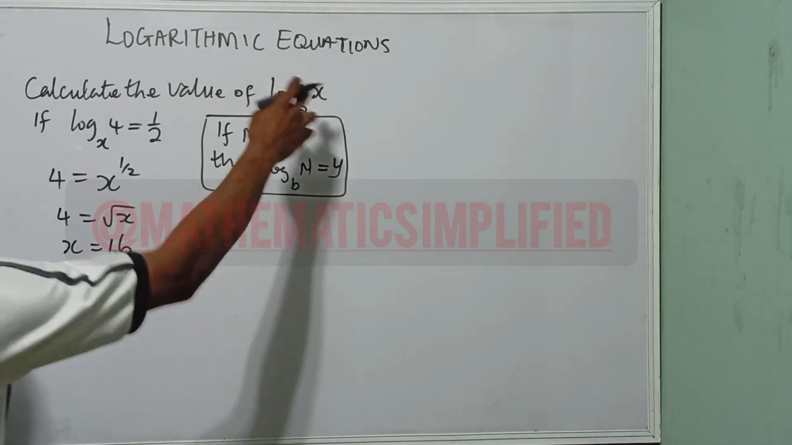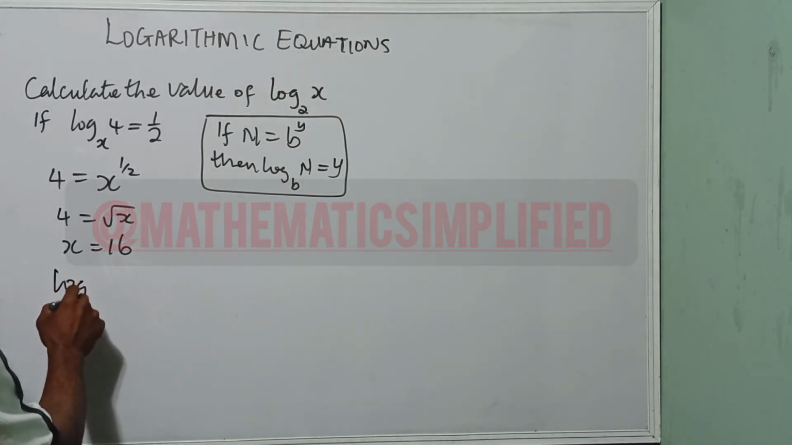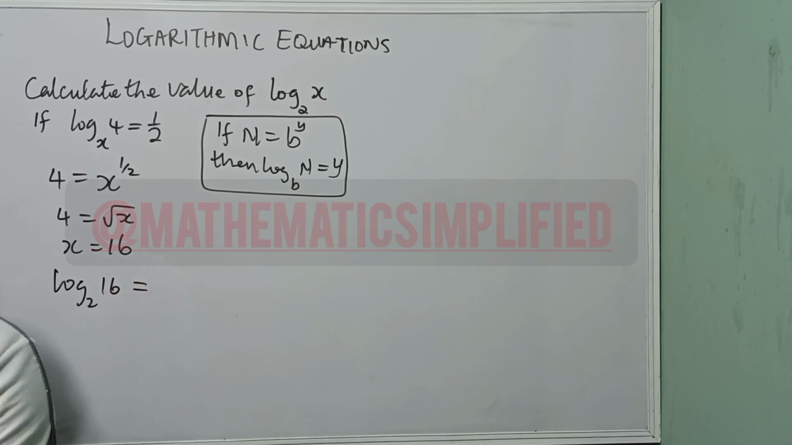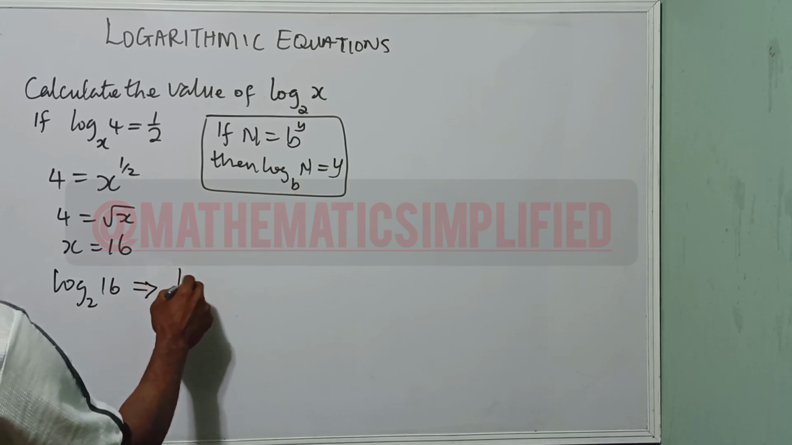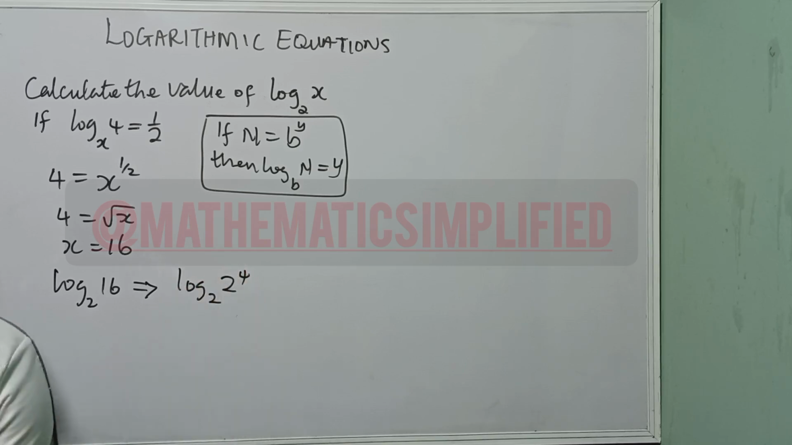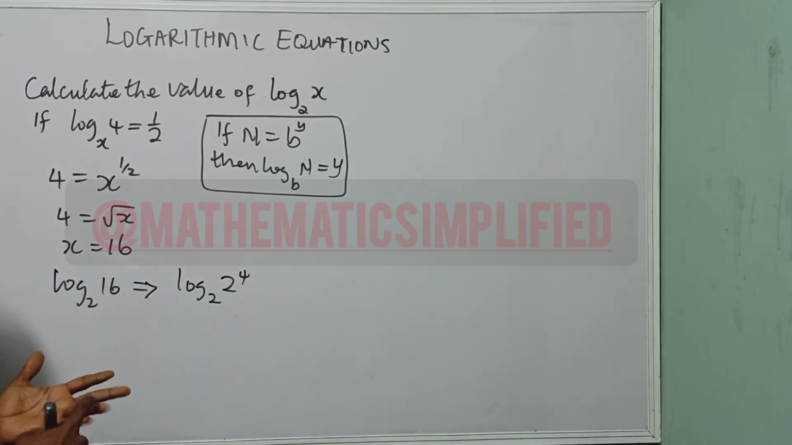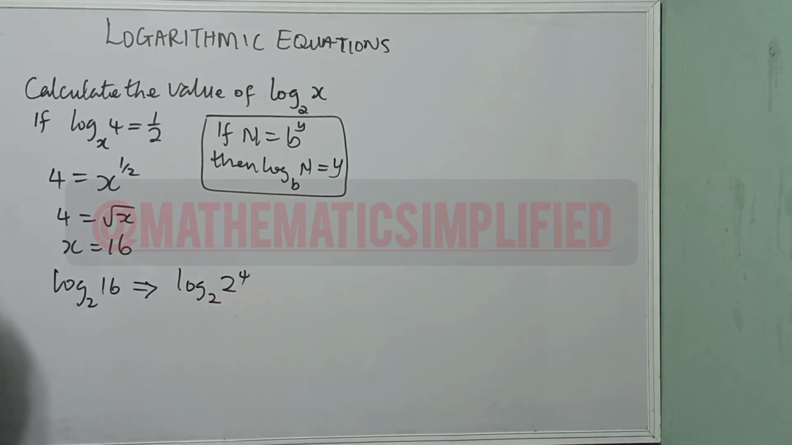Now, coming down here, our value of x will be 16. So we input 16 here. log base 2 of 16 would be what? Now, log base 2 of 16 will give us log base 2 of 2 raised to power 4. 2 times 2, 4, 4 times 2, 8, 8 times 2, 16. So that's how we got 2 raised to power 4.